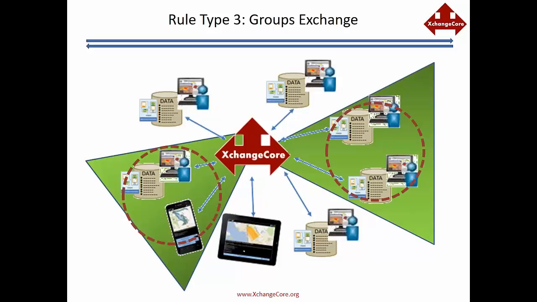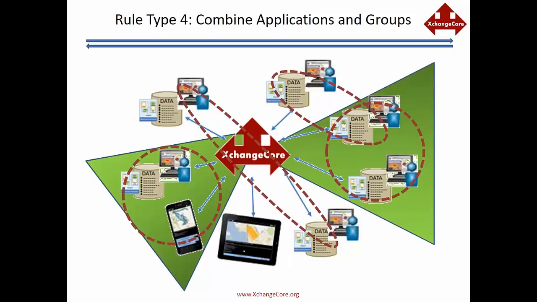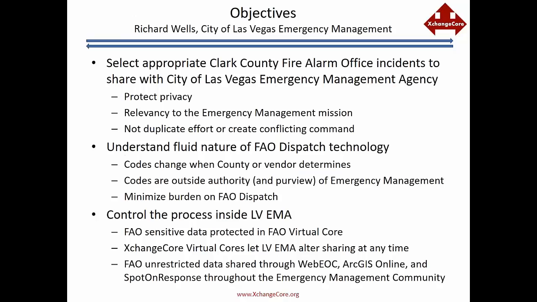It allows groups to say, hey, everybody in this group, I want to exchange information with that group. And it allows you to combine that and say, I've got this group talking to this group, but that one application out there, I want to bring into a sharing arrangement. So that process was able to satisfy a need in Las Vegas. It's a very clear need.